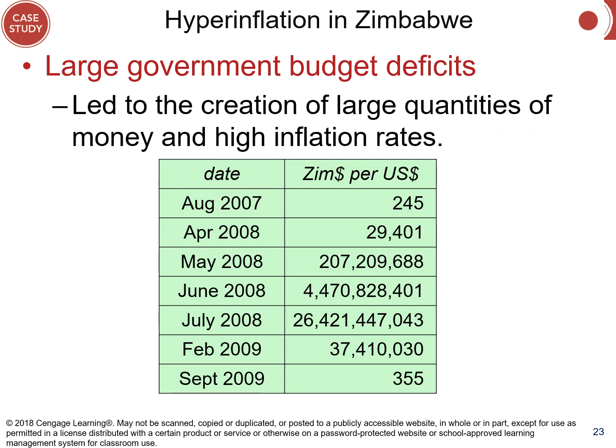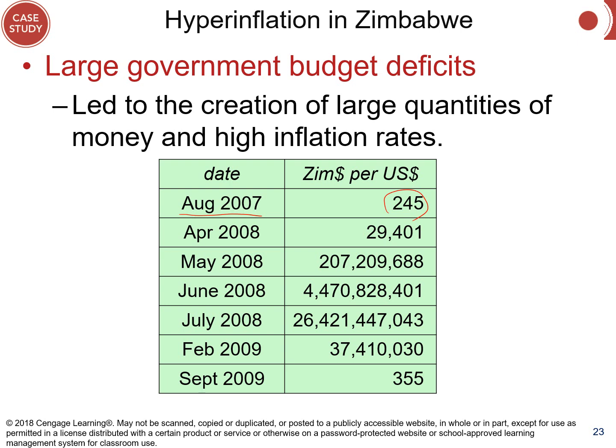Let's say a large government budget deficit. Zimbabwe, an African country, experienced these kinds of things, and then the country printed a lot of money and supplied more money. And then the value of money goes down, right? See here, per dollar, the Zimbabwe dollar is 245 in the year 2007.